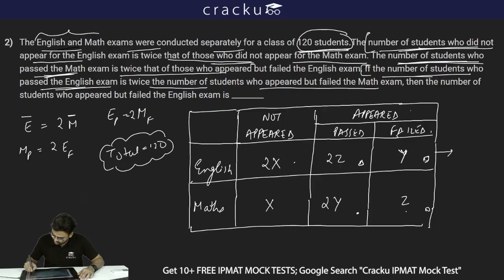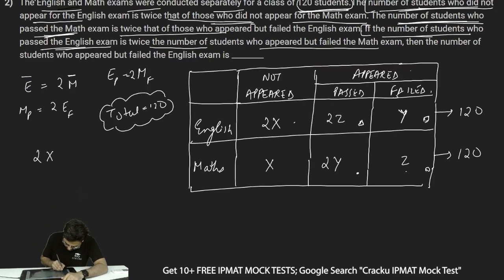Now, the English and Maths exams were conducted separately for a class of 120 students. So, this means that the sum of these three, 2x plus 2z plus y, is 120, and x plus 2y plus z is 120, because the total number is 120. For the English exam, there were 120 students, and for the Math exam, there were 120 students. So, I can write 2x plus 2z plus y is equal to 120 and x plus 2y plus z is equal to 120.